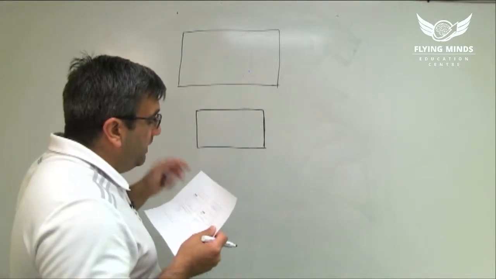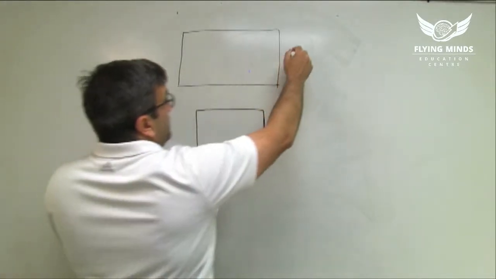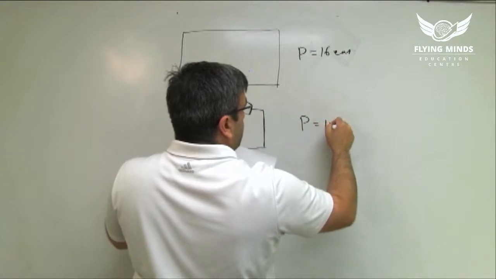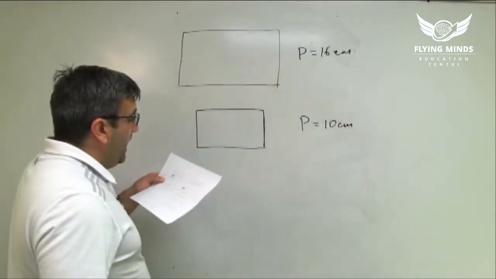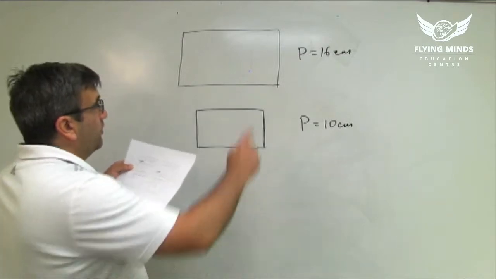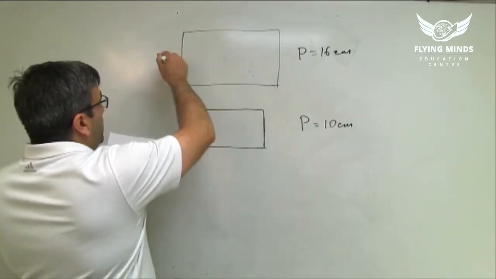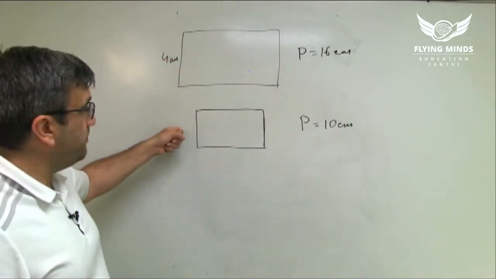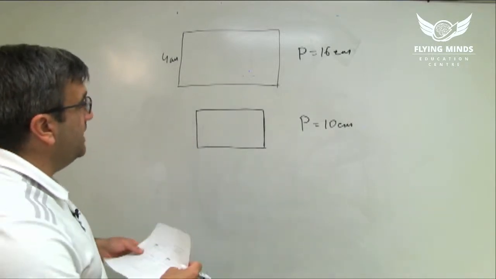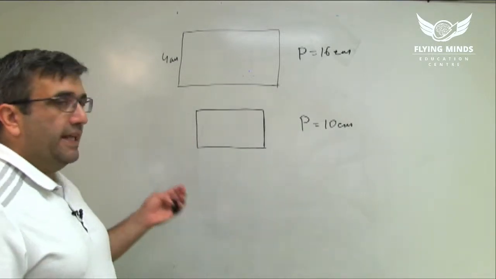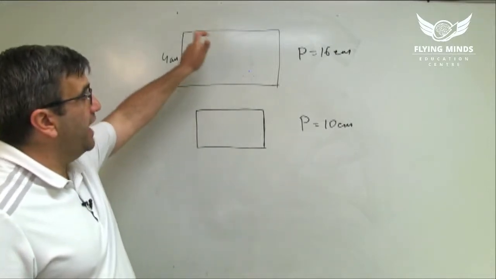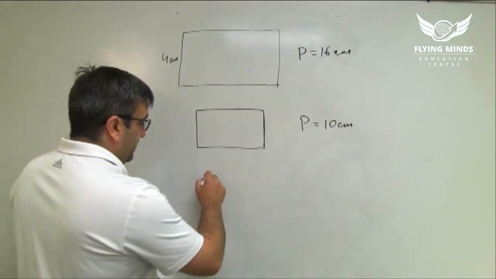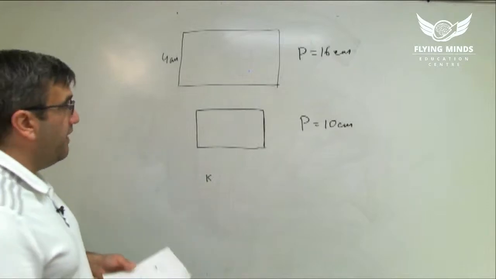So if the perimeter of the big polygon is 16 centimeters, the perimeter of the second is 10 centimeters, and if the shorter side of the first polygon is 4 centimeters, so what is the shorter side of the small polygon? Okay, let's think. They are scaled, so each side is scaled by the same factor, k, right? So this is what we need to figure out, factor k.